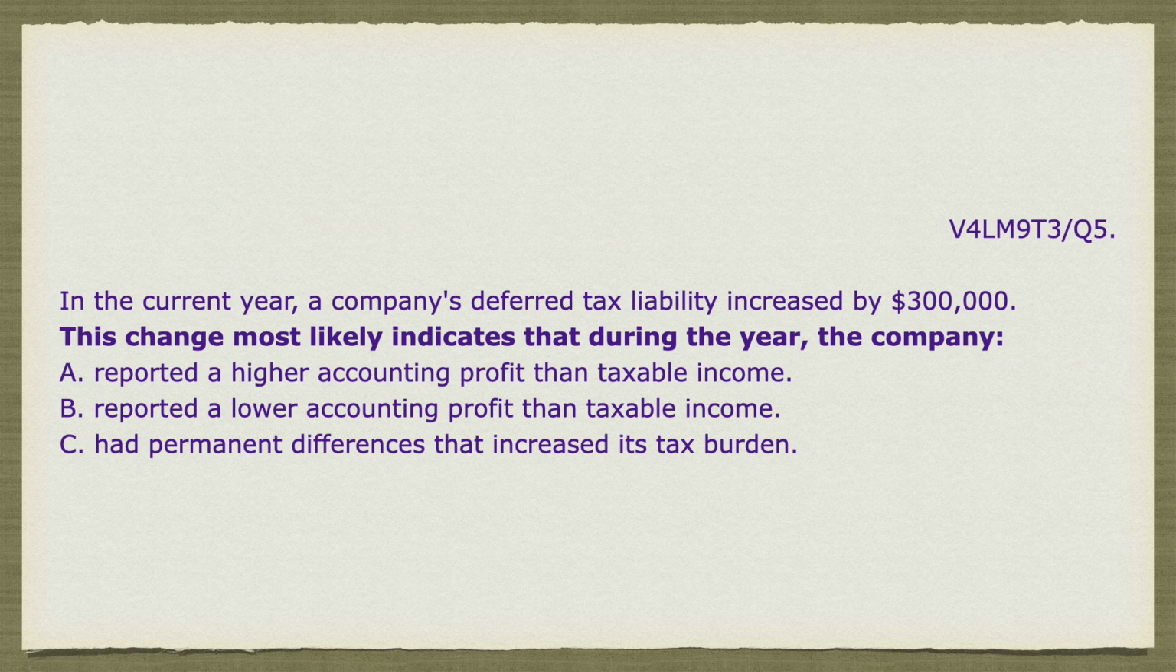In the current year, a company's deferred tax liability increased by $300,000. This change most likely indicates that during the year, the company: A. reported a higher accounting profit than taxable income. B. reported a lower accounting profit than taxable income. C. had permanent differences that increased its tax burden.